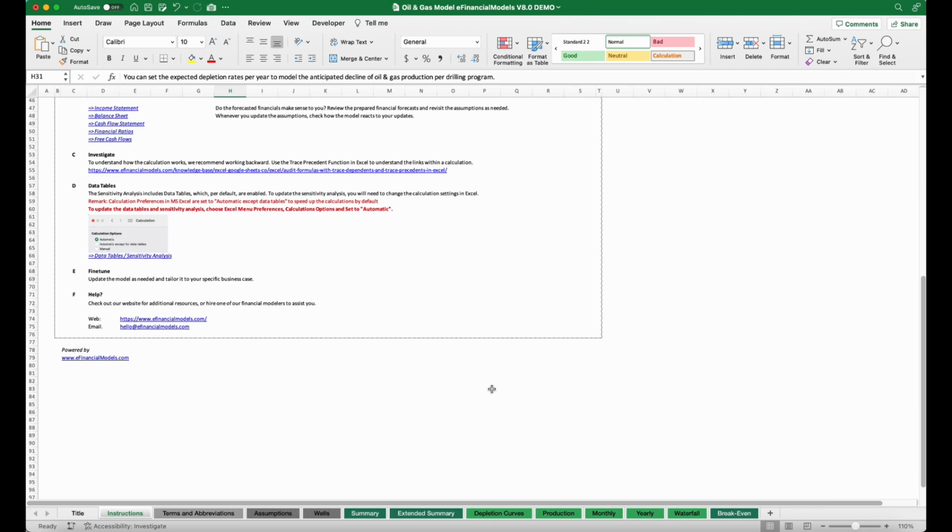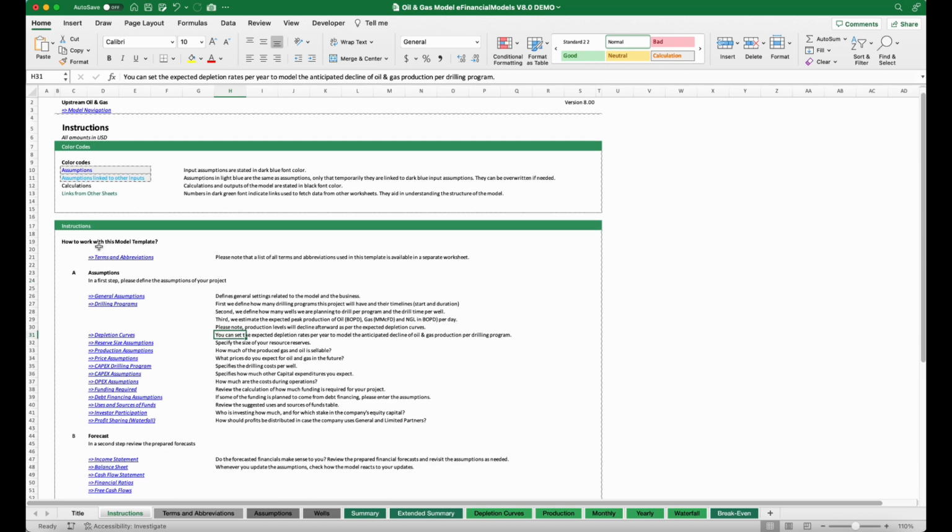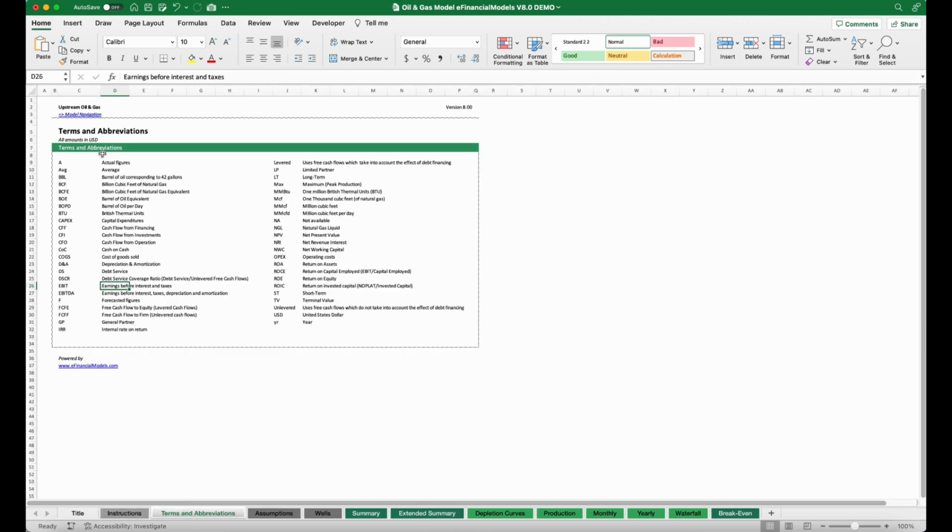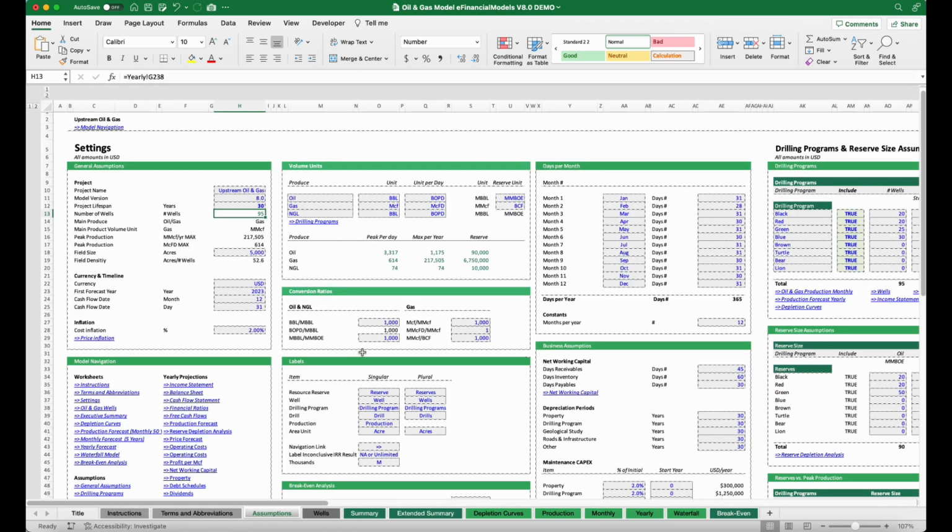We also have worksheets with instructions which you can work through. This basically details the suggested work plan, how to work with this template, and also a sheet where we have listed all the terms and abbreviations. So in short, this gives you an overview of the structure of the template. And now let's dive into the details of how to use this spreadsheet template.